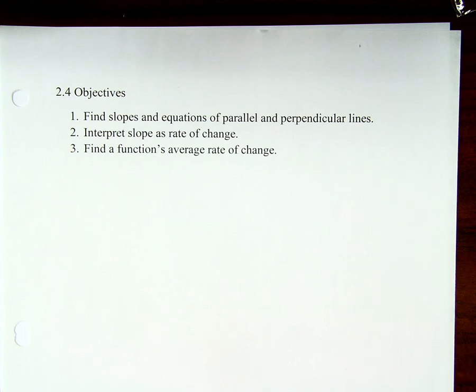All right, 2.4. Here are our objectives for today. Find slopes and equations of parallel and perpendicular lines. Interpret slope as a rate of change. And find a function's average rate of change. Okay?